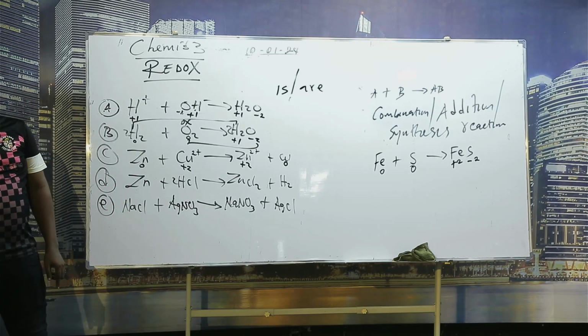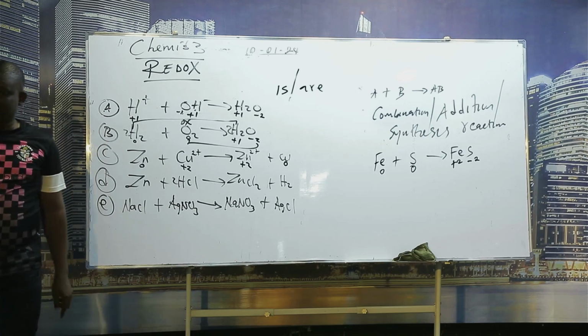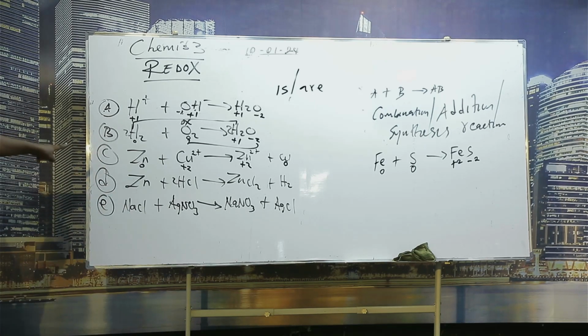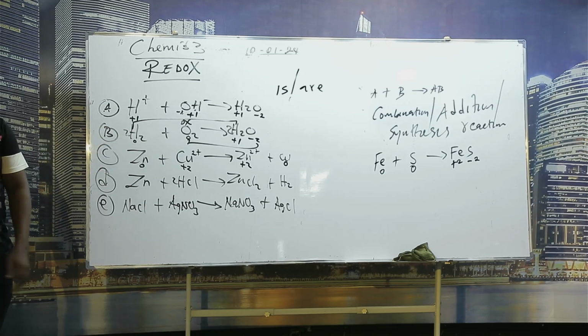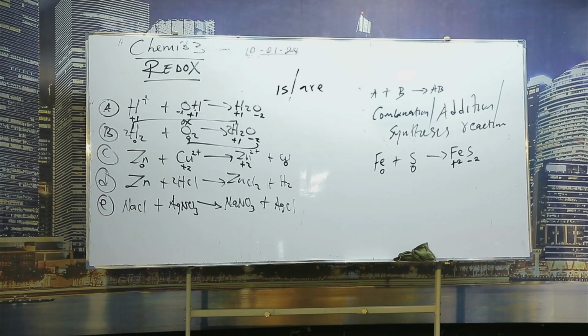Replacement or displacement. Now let me tell you, all displacement reactions like this, option C, are redox. Even if I give you another example that is not this, provided that one particular element displaces another from its compound, it is a redox reaction, because the compound displaced will be reduced, and the element that displaces will be oxidized.